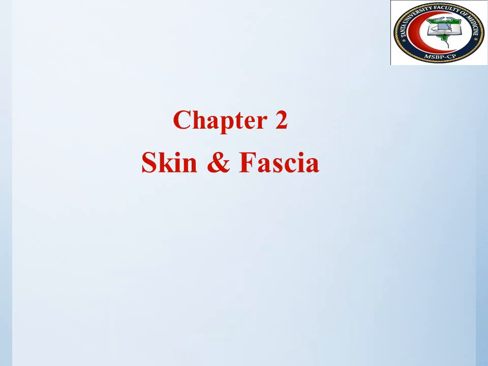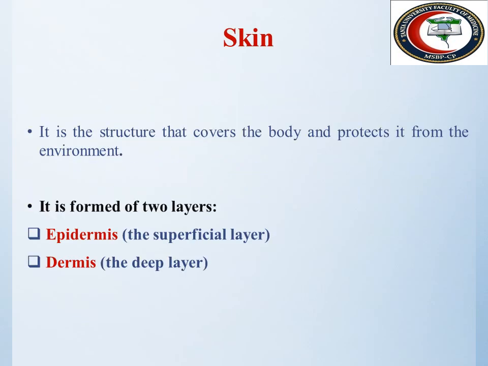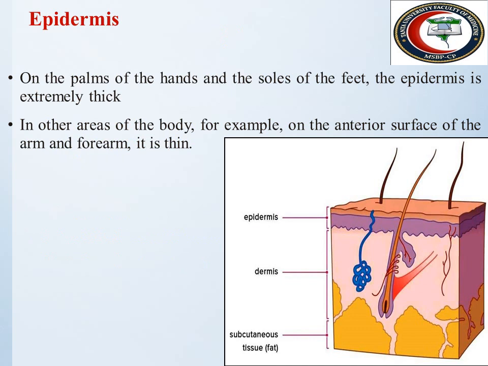Now we are going to shift to the second chapter, skin and fascia. Skin is the structure that covers the body and protects it from the environment. It's formed of two layers: a superficial layer called the epidermis and a deep layer called the dermis. Epidermis is the superficial layer of the skin. Over the palm of the hand and the sole of the foot, it is extremely thick, while in other areas of the body, like the anterior surface of the arm and forearm, it is thin.